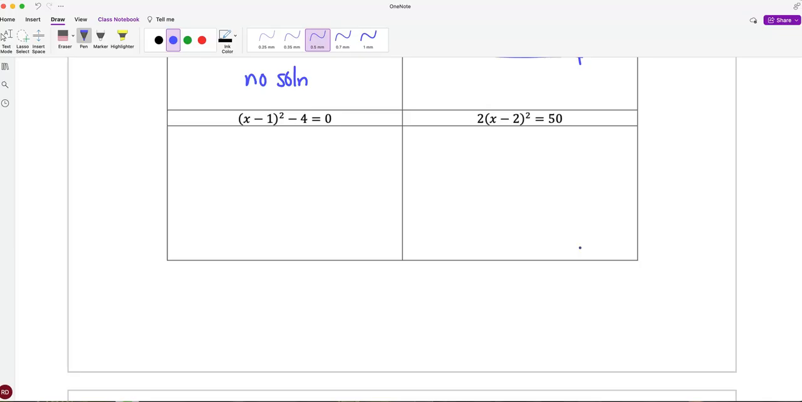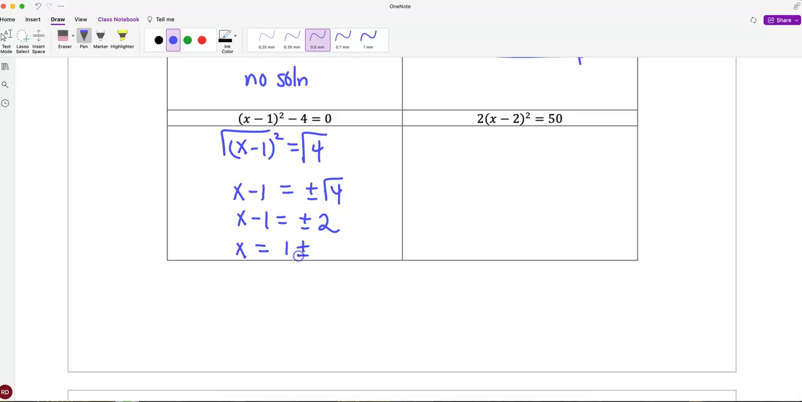Here, get the square term all by itself. X minus 1 squared equals 4. Now, to take the square root of both sides, you're going to get x minus 1 equal plus or minus the square root of 4. That means that x minus 1 equals plus or minus 2. Then I'm going to add 1 to both sides. X equals 1 plus or minus 2. Now we don't leave this answer like this. What is 1 plus 2? That is 3. 1 minus 2 is negative 1.